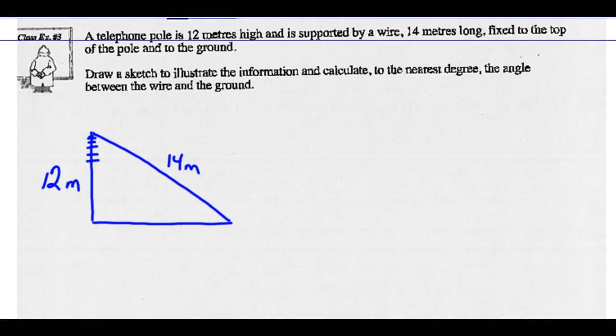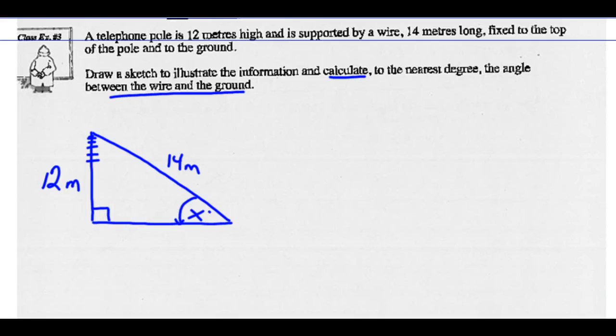We're going to make the assumption that the ground and the telephone pole meet at 90 degrees. If we don't make that assumption, we can't do this question. We're asked to calculate the angle between the wire and the ground. So I'm going to call this angle x degrees. The angle between the wire and the ground. That's what we're looking for.